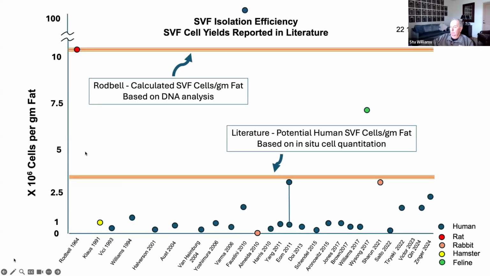If you try to look at how many cells we get out of fat, it's interesting the variability in the number of cells you get out of fat, including in 2023, 2.2 times 10 to the 7th cells using a non-enzymatic method per gram of fat utilizing this particular method.